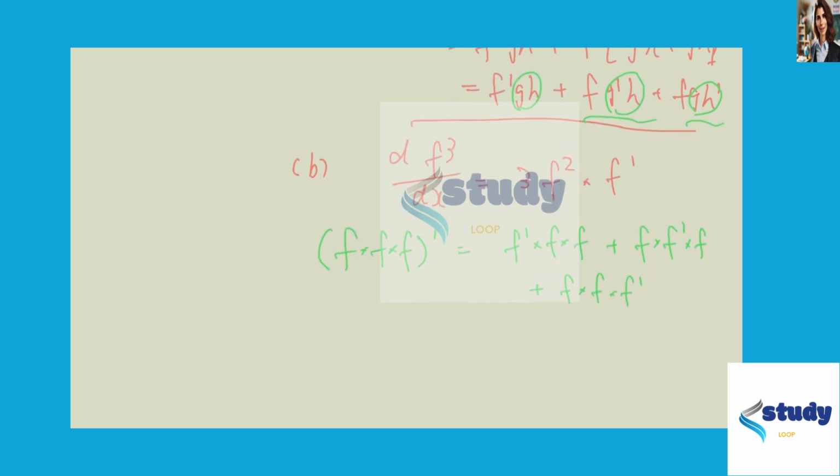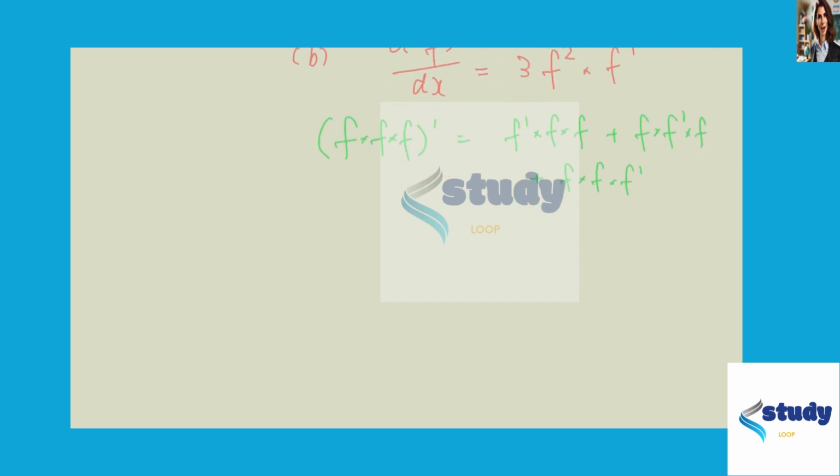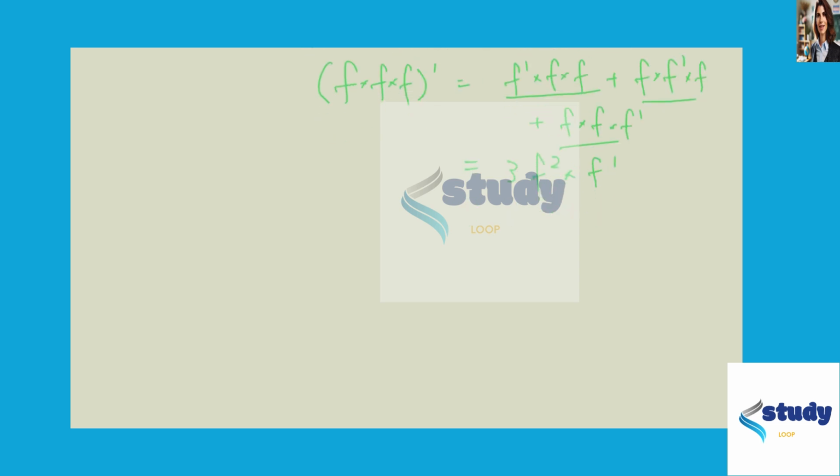Okay, as the multiplication here is commutative, we know those three terms are actually equal, and they are all equal to 3 times f squared times f prime. Okay, this is the result. This is just a proof of the second part.